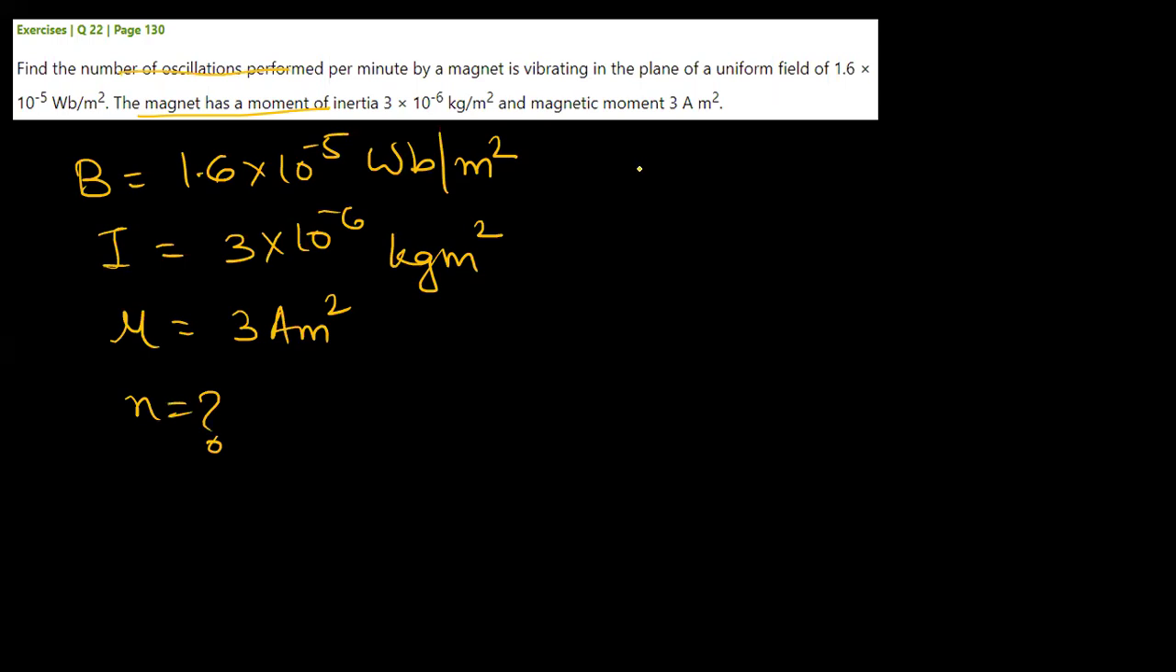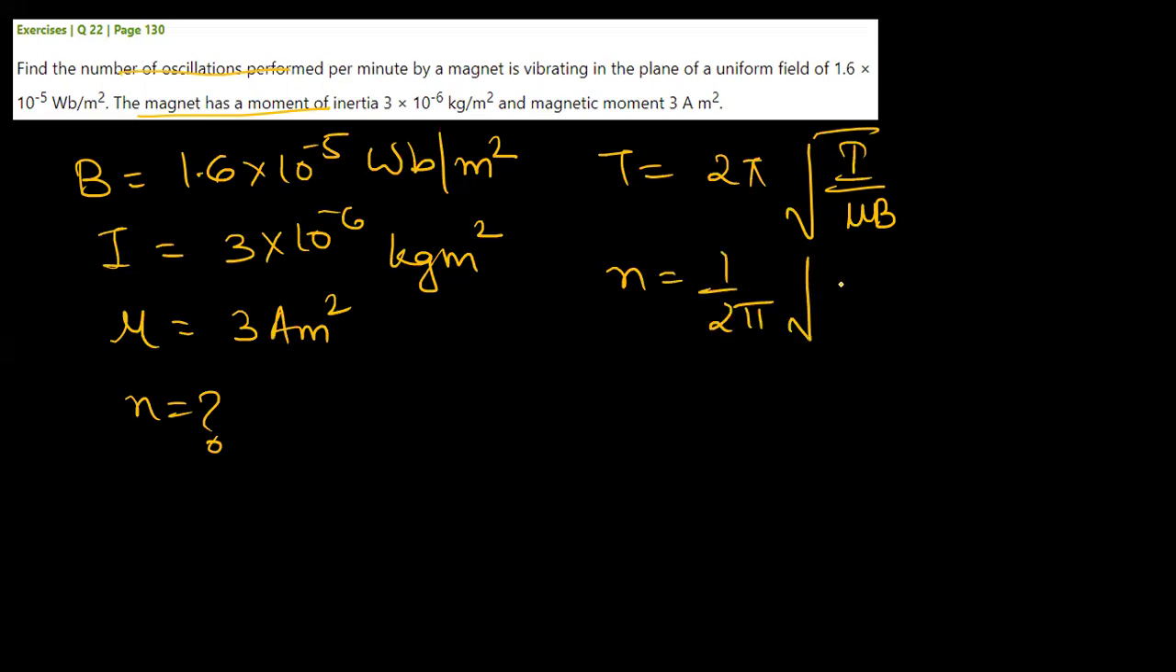So we know that time period is 2 pi root I by mu B. This is our formula for the time period of a bar magnet rotating in a uniform magnetic field. So find the time period and take the inverse to get the frequency, or you can say n equal to 1 by 2 pi root mu B upon I. Even that can be done. Just take the inverse here only.